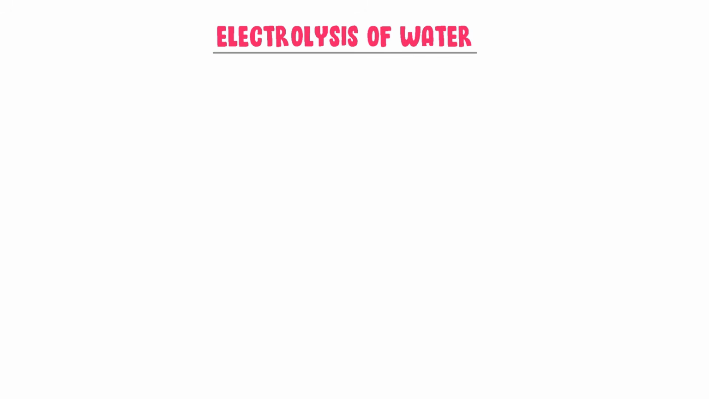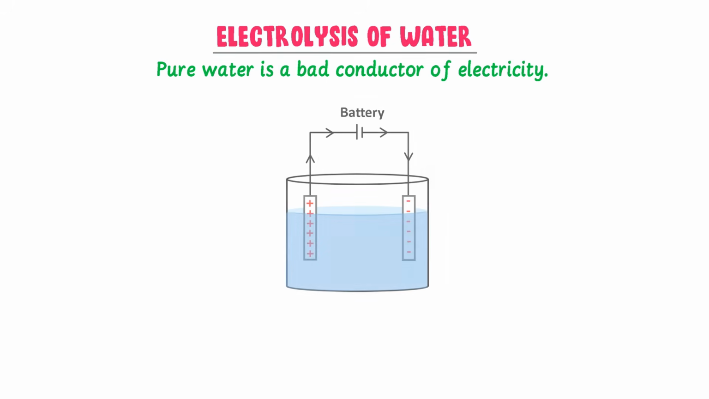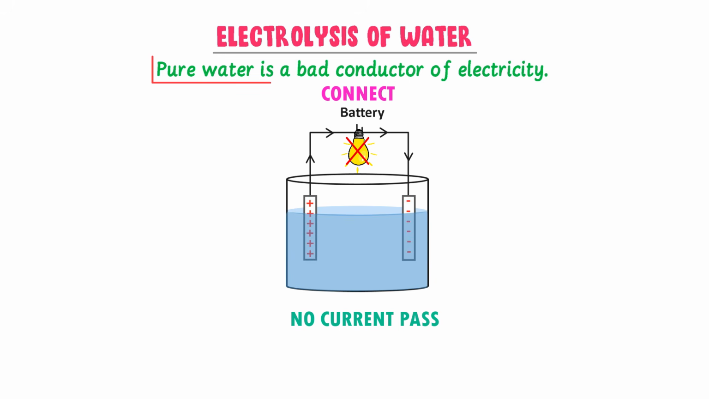Now let me teach you the electrolysis of water. Well, pure water is a bad conductor of electricity. For example, consider pure water in an electrolytic cell. Now if I connect the terminal to the battery, no current will pass. For instance, this bulb will not glow. This example shows that pure water doesn't conduct current.